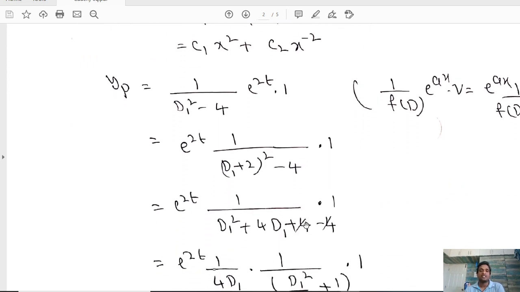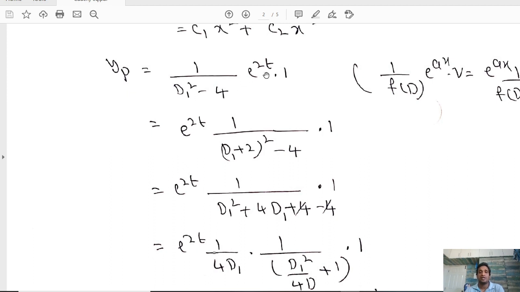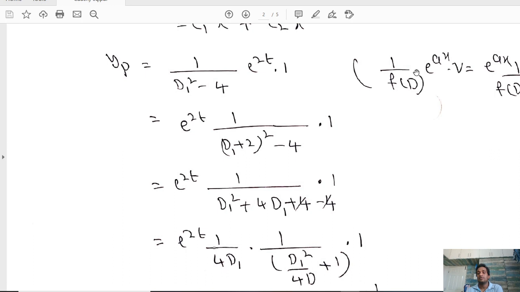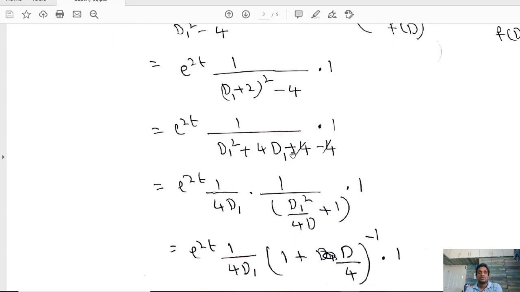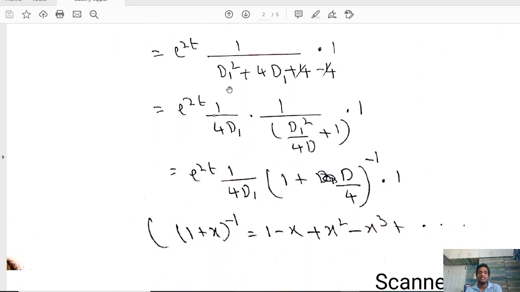Let's move to the yp. What is our yp? yp is 1 by D1 square minus 4 into e power 2t into 1. Why have I written 1 directly and not substituted? Because if I substitute 2 instead of D, it becomes 4 minus 4, that is 0. So for that purpose I have applied the formula: 1 by f of D, e power ax into v, is equal to e power ax times 1 by f of D plus a into v. So here a is 2. So e power 2t, and instead of D1 I am substituting D1 plus 2 whole square minus 4. If I expand this, D1 square plus 4D1 plus 4 minus 4 gets cancelled.